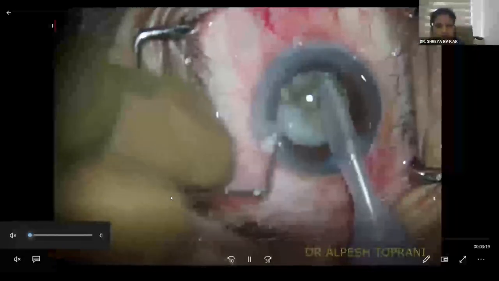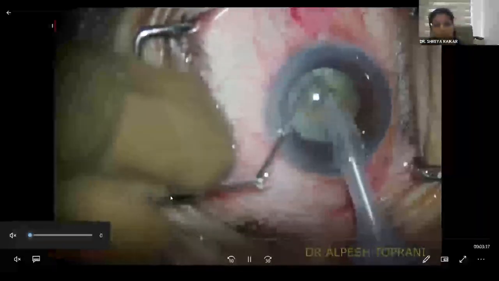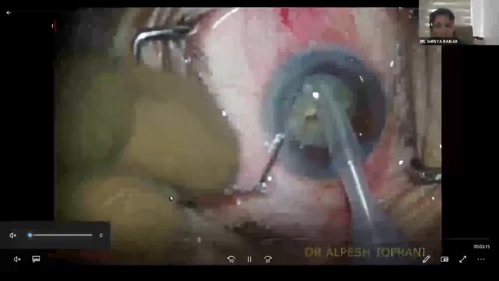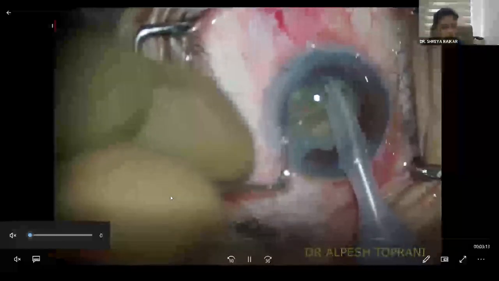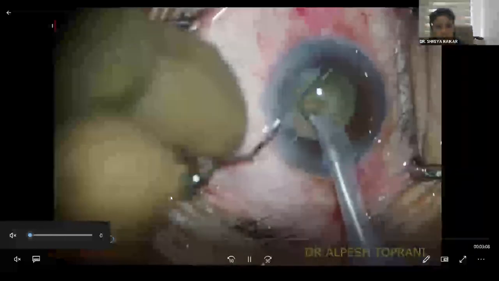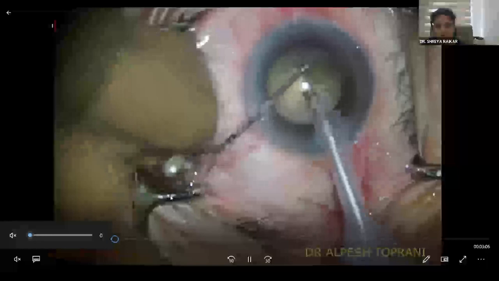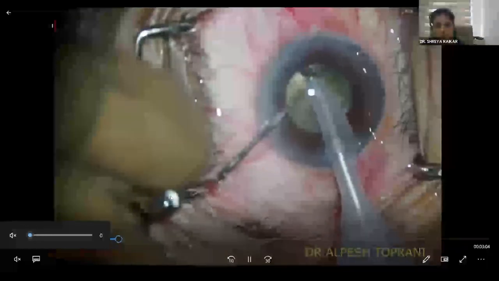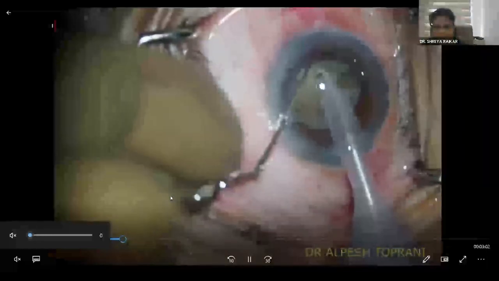So in a hard cataract, it is very necessary that we divide, chop the nucleus into 5 to 6 pieces so that the emulsification is easy. So in this case, we had taken a temporal clear corneal incision and the capsule was stained with refined blue. A 5 millimeter good recess was done.